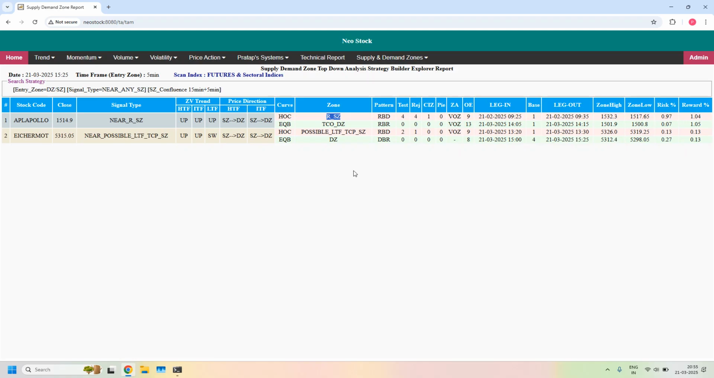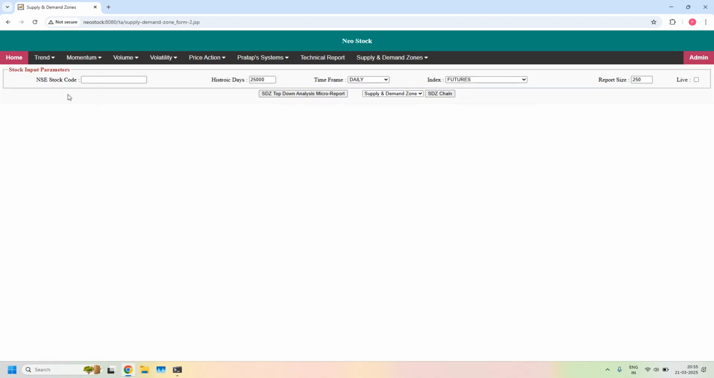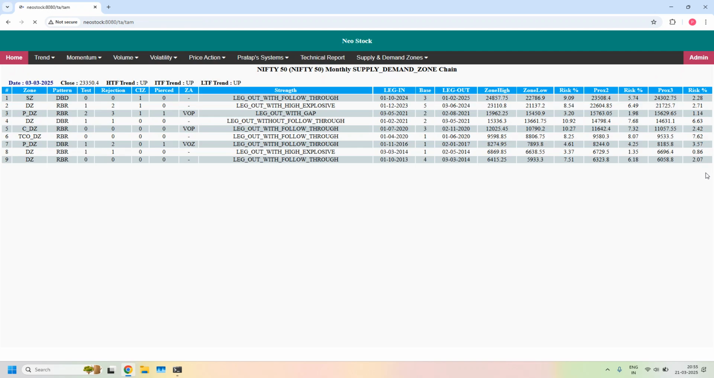Okay, next we will generate NIFTY and BANKNIFTY supply demand zone chain. First, let's start with NIFTY 50 supply demand zone chain. That is NIFTY supply demand zone chain. Starting with monthly time frame, I am generating a monthly supply demand zone chain for NIFTY. So this is a NIFTY monthly supply demand zone chain.